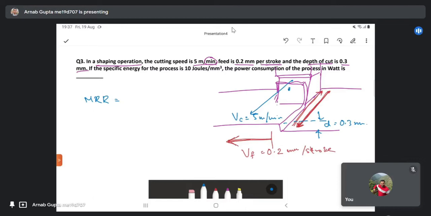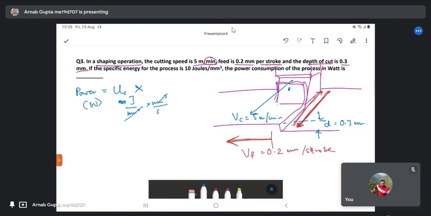You're asked to find out the power consumption. So power consumption is nothing but the amount of energy which you are spending to remove unit volume of the material. So that's 10 joules per millimeter cube, which is also known as specific energy, into the amount of material which you're removing per unit time. So ultimately you will be having something like joule per mm cube into mm cube per second. So joule per second will give you watt.